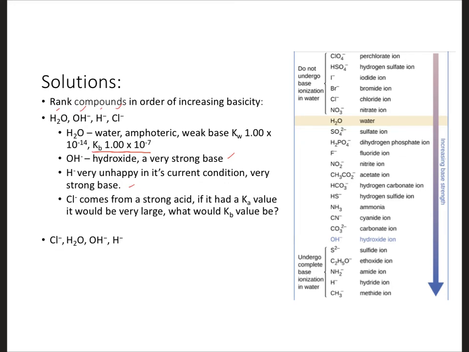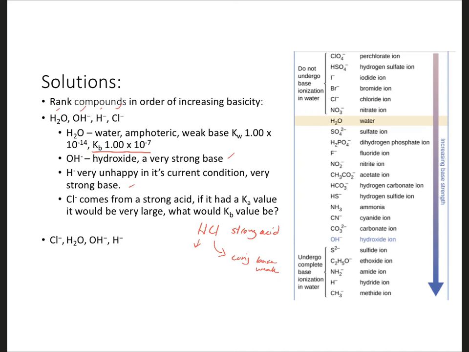Cl minus is going to come from a strong acid, right? So if we had HCl, this is a strong acid. So that means that this is going to produce a lot of H's. It means it's also going to produce Cl. Well, if it's a strong acid, then the conjugate base, which is the Cl, is going to be weak. So conjugate base is going to be weak. So this is not going to set up a very good acid, and so Cl is actually going to be the worst out of this whole trend.